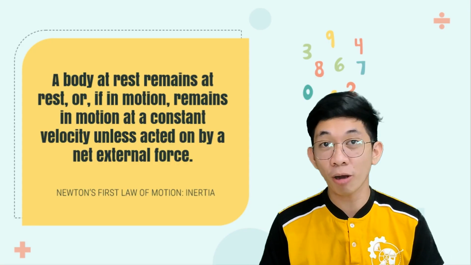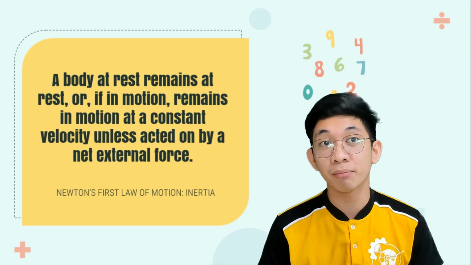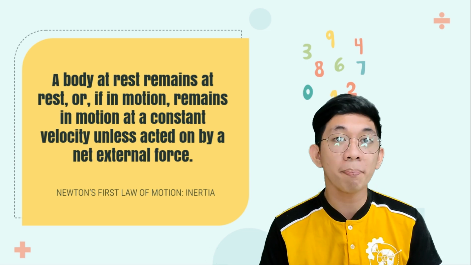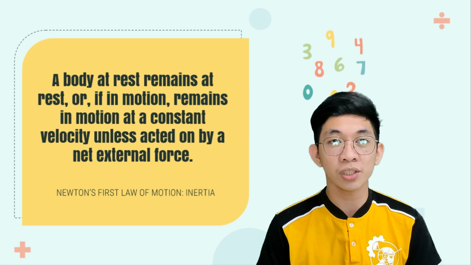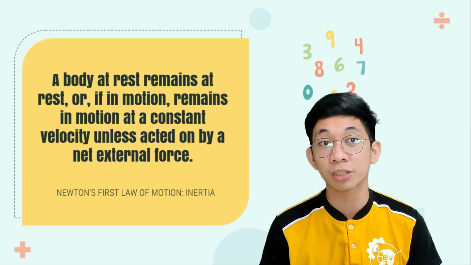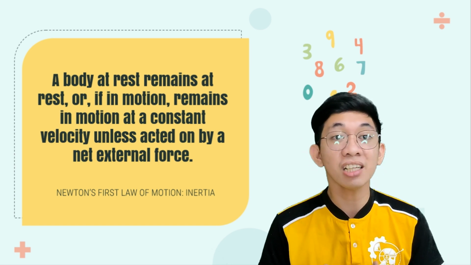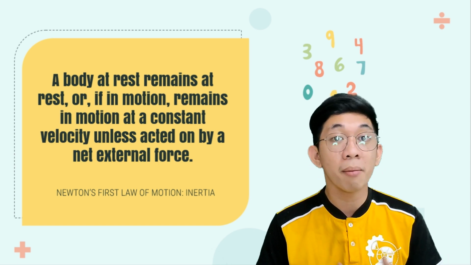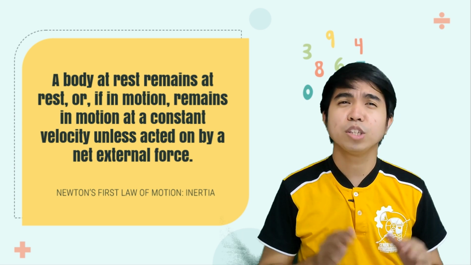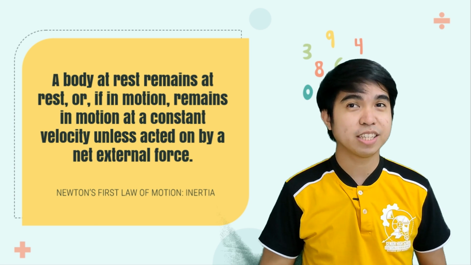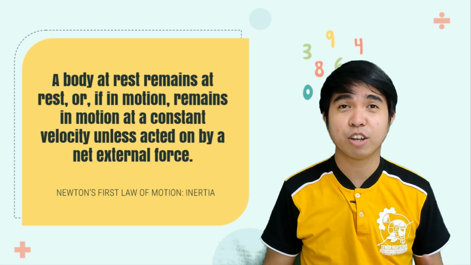Experience suggests that an object at rest will remain at rest if left alone, and that an object in motion tends to slow down and stop unless some effort is made to keep it moving. Newton's first law of motion states that a body at rest remains at rest, or if in motion, remains in motion at a constant velocity unless acted on by a net external force. The property of a body to remain at rest or to remain in motion with constant velocity is called inertia. Newton's first law of motion is called the law of inertia.